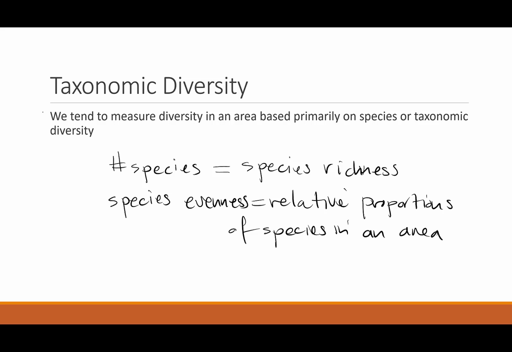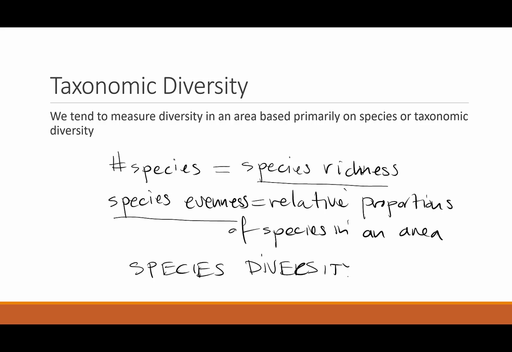And these two measures together, species richness and species evenness, so here we have the first definition, species richness and species evenness, together these equal what we now know as species diversity. So species diversity or taxonomic diversity today is measured as the number of species and how proportional those species are relative to one another.